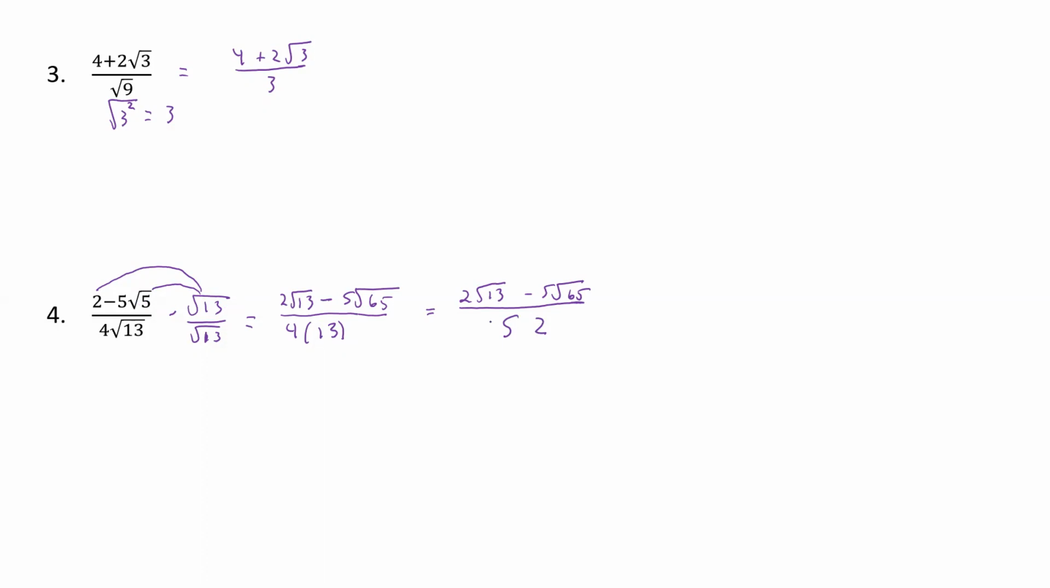And so that would be our final answer, because we can't reduce any of this, and so we would just leave it at that, and we've rationalized the denominator. There's no radical down here, and so with that one, we would be done.